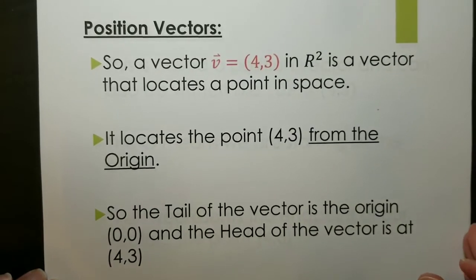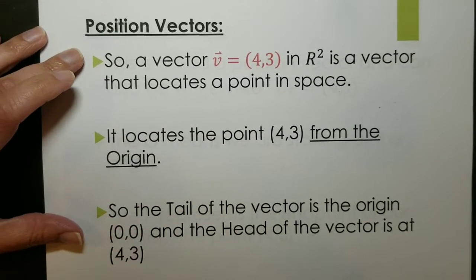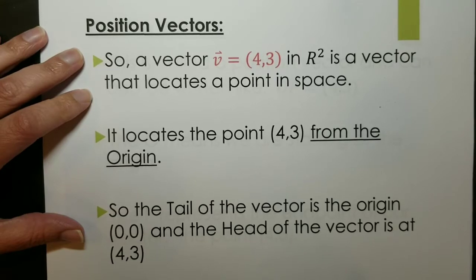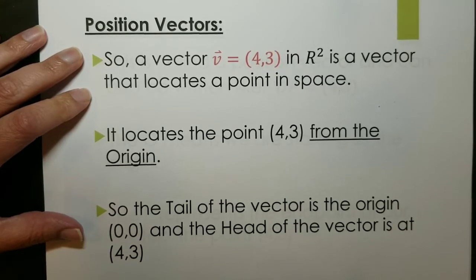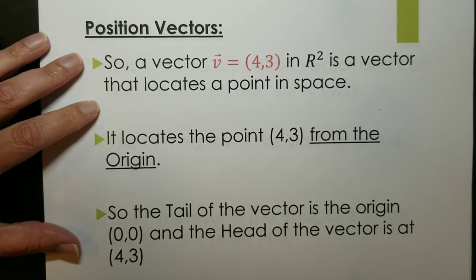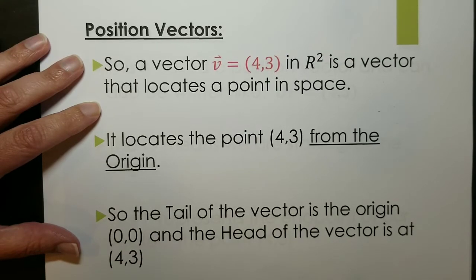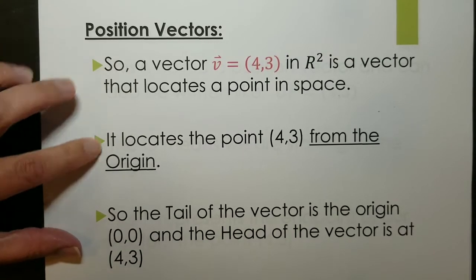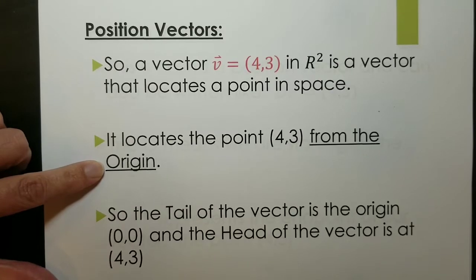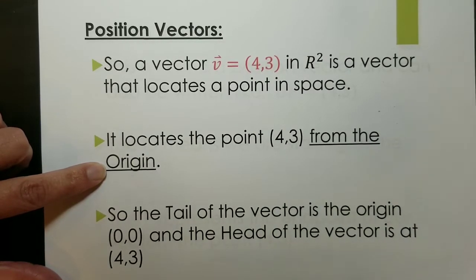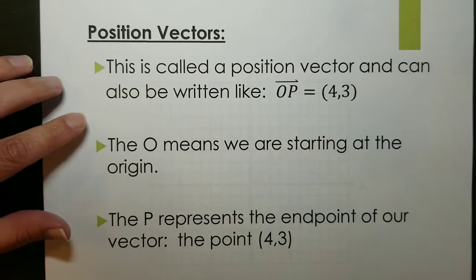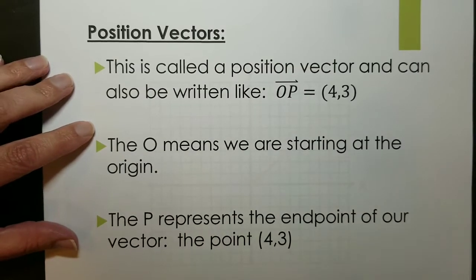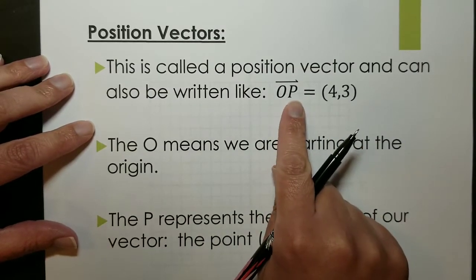So in this case, we've got vector v. This is a vector in R2, so this is on a two-dimensional space, the xy plane, and it locates that point in space. It says that it locates the point that's 4, 3 from the origin. So if you start with the tail of the vector at the origin, the head of that vector will be at the point 4, 3. So that goes 4 in the x direction, 3 in the y direction.